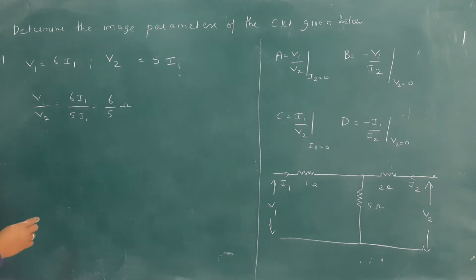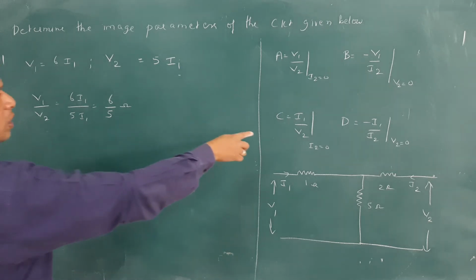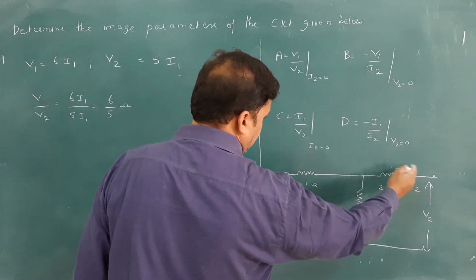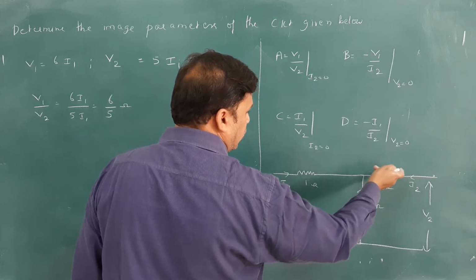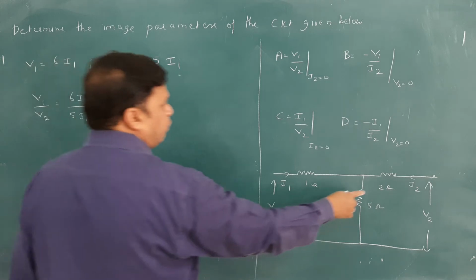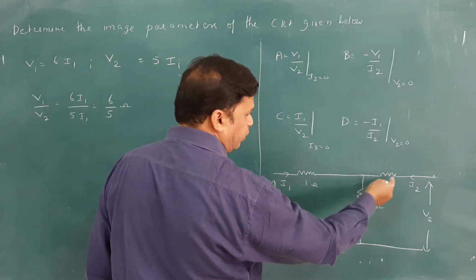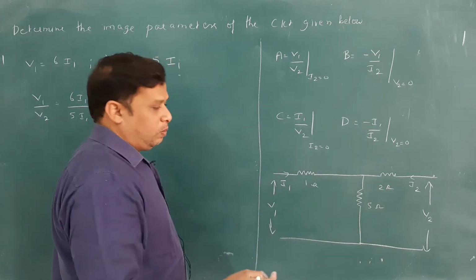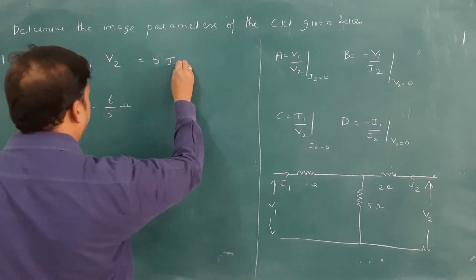Next, C = I1 by V2 at I2 = 0. So I2 is 0 here, which means this branch current will not be flowing, so we can remove this branch. And we can write V2 = 5 into the current flowing in this branch, which is only I1, not I2. If I2 was flowing there, we would write 5 into I2 minus I1, but I2 is 0. So V2 = 5 into I1, we can write.